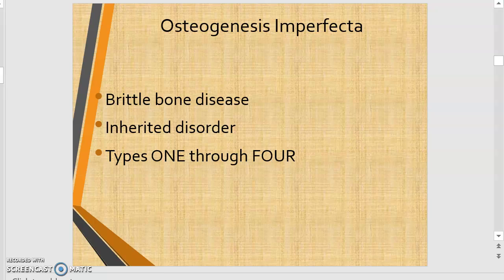And then there's type 2, the more severe form, which can be life-threatening. The body does not produce enough collagen, or the collagen has very poor quality, and this can cause bone deformities. Babies with type 2 can die in the womb or shortly after birth. And then there's type 3, very severe. Bones break very easily.